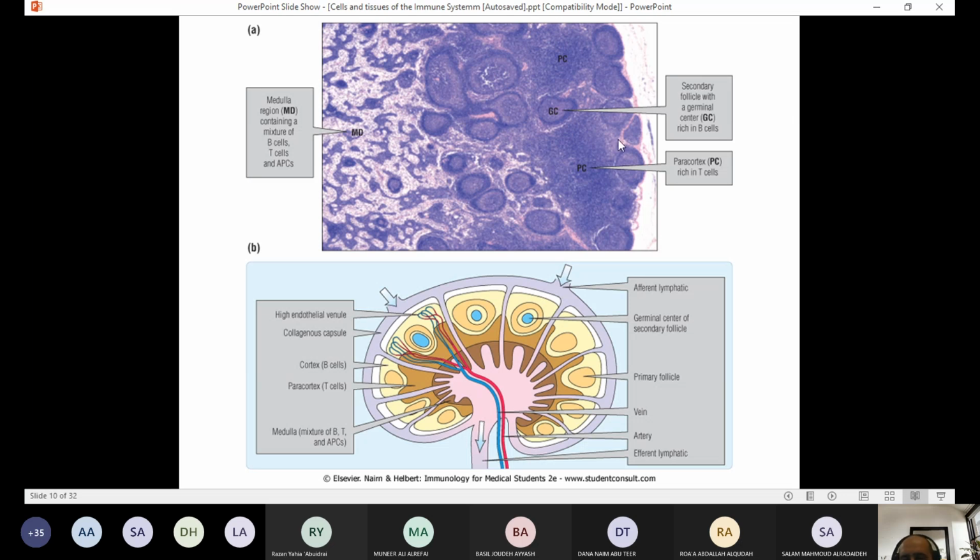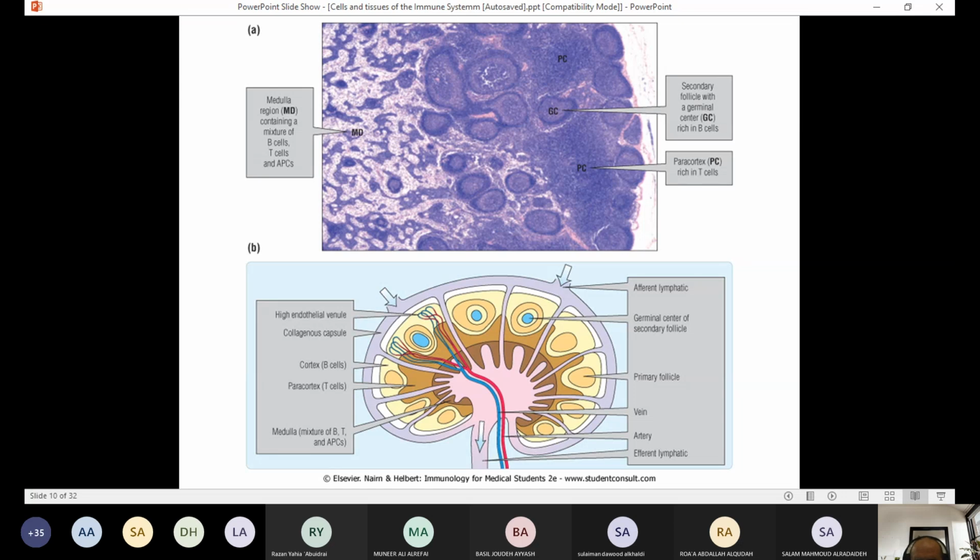Another view again of the bone marrow and the lymph nodes, the paracortex. You see the cortical area, meaning the germinal center, and then the paracortical area. The germinal centers are usually the B cell area where it develops germinal centers, and the paracortical area is where the T cells will develop.